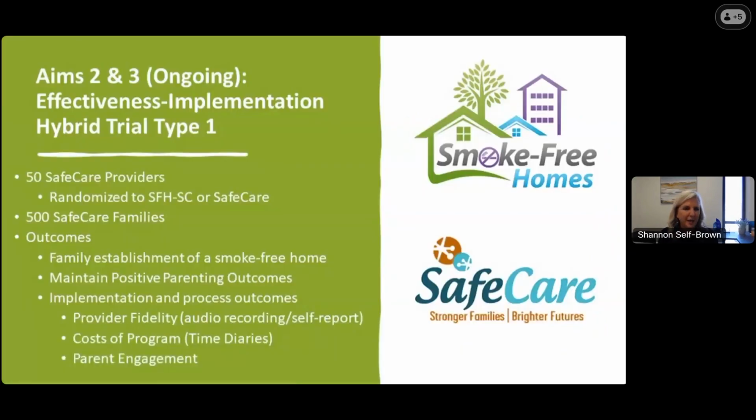Okay, very quickly, where we are now is we do have our Aims 2 and 3 underway in an effectiveness implementation hybrid trial type 1. We have recruited 50 SafeCare providers that are either randomized to SafeCare or Smoke-Free Home SafeCare, and we're recruiting 500 families and looking at outcomes at the family level as to whether a smoke-free home rule was established, and we're verifying that with air nicotine monitors. We're continuing to measure parenting outcomes, and we're measuring implementation and process outcomes.